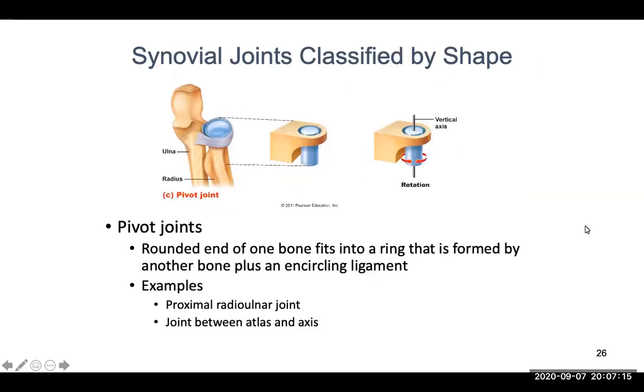Pivot joints are when a rounded end of a bone fits into a ring that's formed by another bone, plus an encircling ligament. An example of this is the joint between your atlas and your axis, and also the joint between your radius and ulna, when the head of the radius can move around with the help of that ulnar ligament.